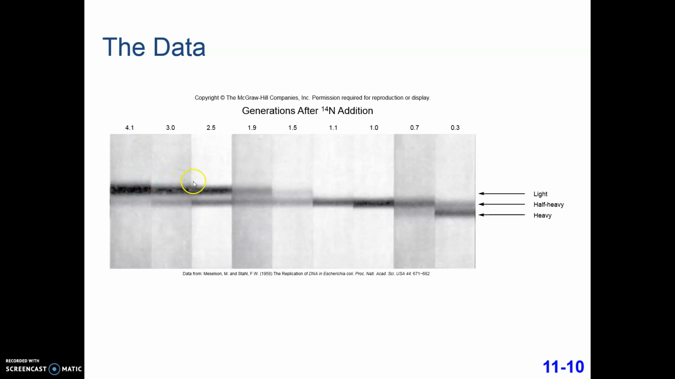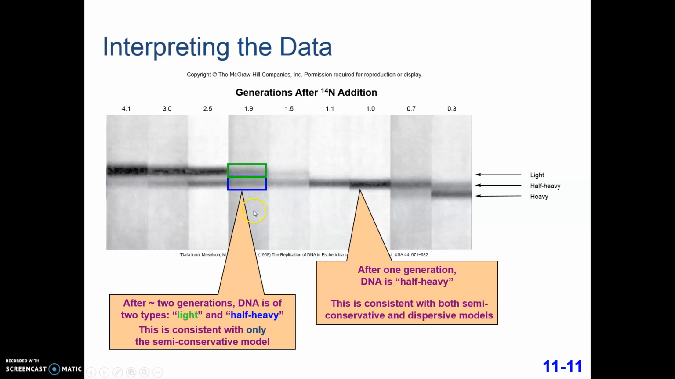What you'll notice here is when you are at the very beginning, so at point 3, so we haven't even completed one generation yet, you'll see that most of the DNA is labeled as heavy. So this is consistent with a parental strain. After one generation, we split it, and you can see that almost all of the DNA is this half heavy.